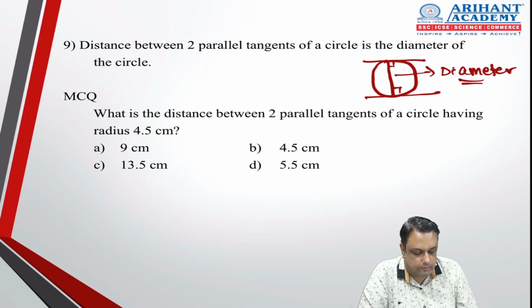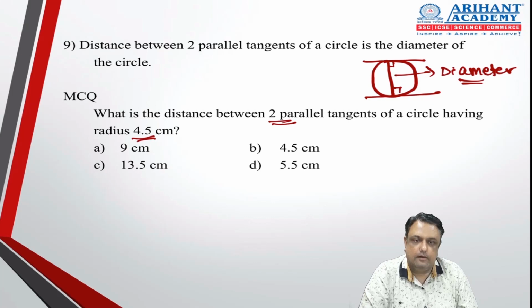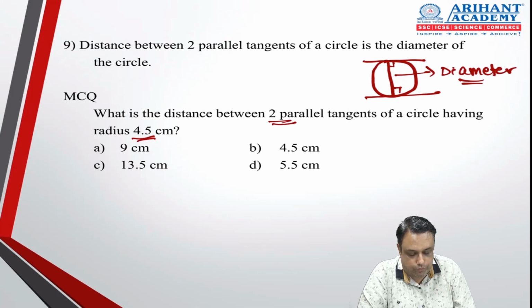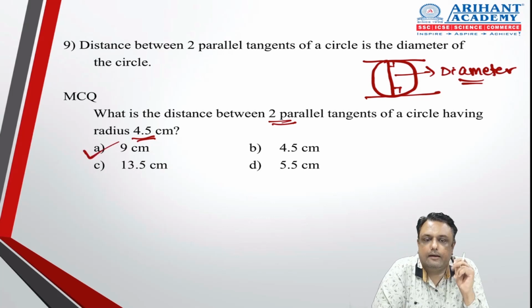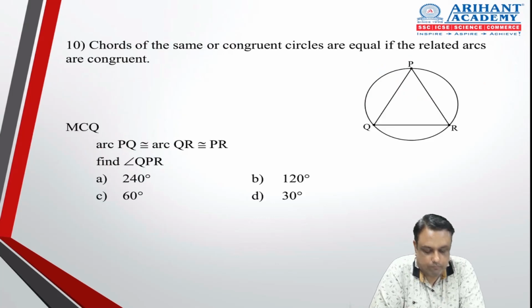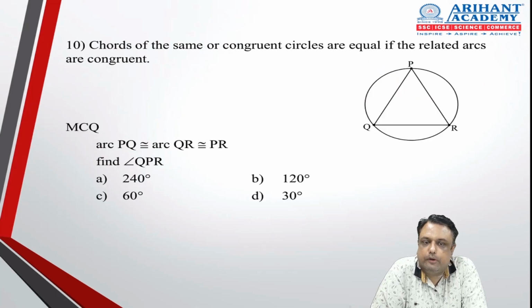So what is the distance between two parallel tangents of a circle having radius 4.5? So if the distance is always the diameter, diameter is twice the radius, so what is double of 4.5? It will be 9 centimeters. Okay, 10th point. Very easy concept again.